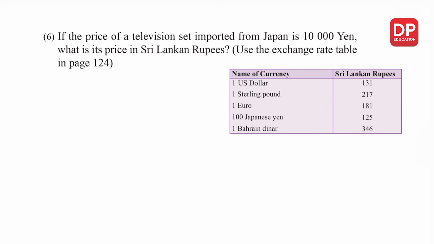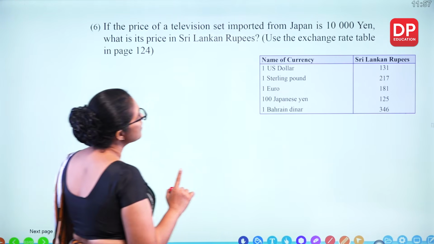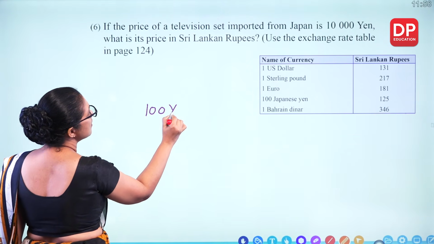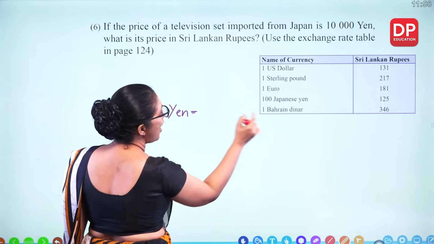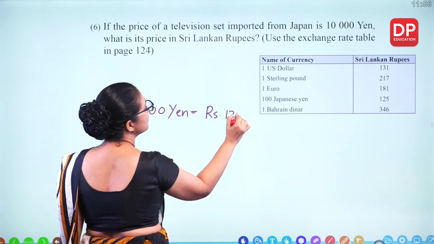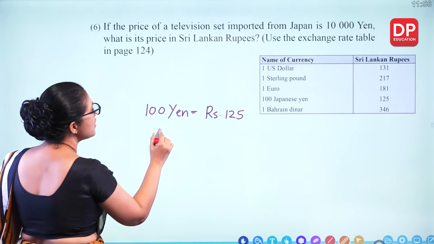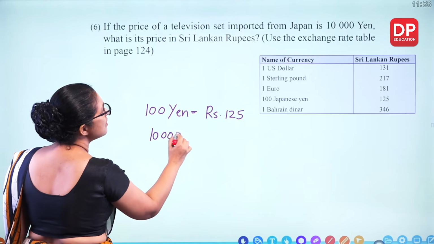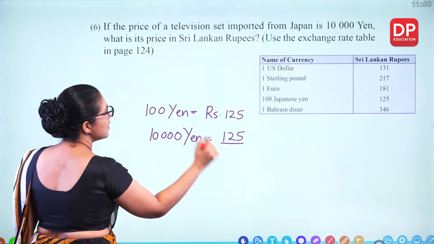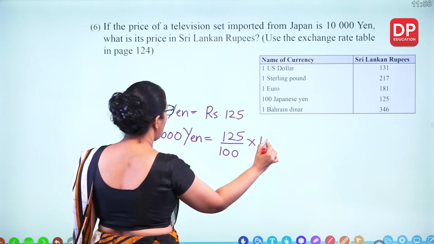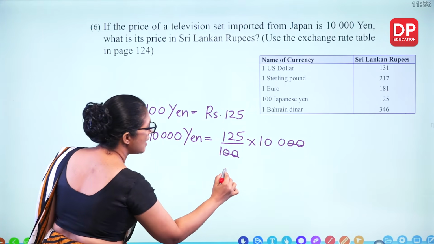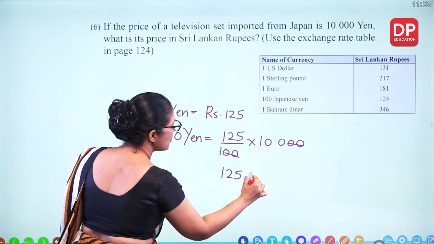If the price of a television set imported from Japan is 10,000 yen, what is the price in Sri Lankan rupees? So use the exchange rate. 100 yen is equal to 125 Sri Lankan rupees. So what about 10,000 yen? So you find for 1, that means divide by 100 and multiply by 10,000. 2 zeros get cancelled out. You get 125 and 2 zeros. So 12,500 Sri Lankan rupees.